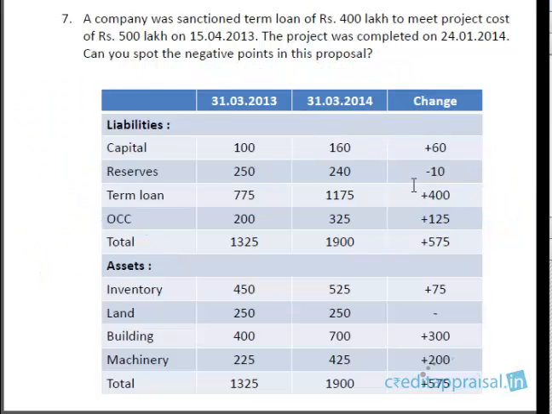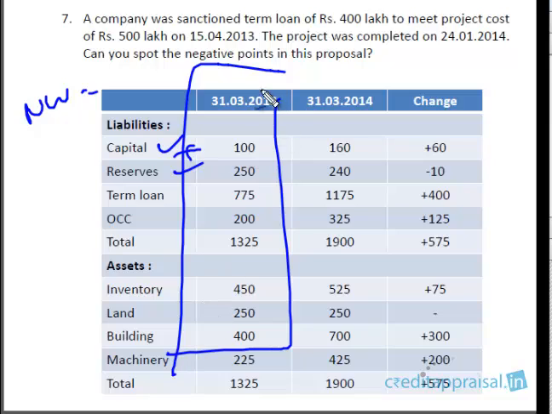So this example is basically to familiarize you with the calculation of net worth. Don't worry about the percentage increase in net worth. Basically, to calculate net worth, it's a very simple formula. Net worth is capital plus reserves. When you're given a balance sheet and you're asked to calculate net worth of this company as on this date, just add up the capital and reserves. You'll get the net worth.